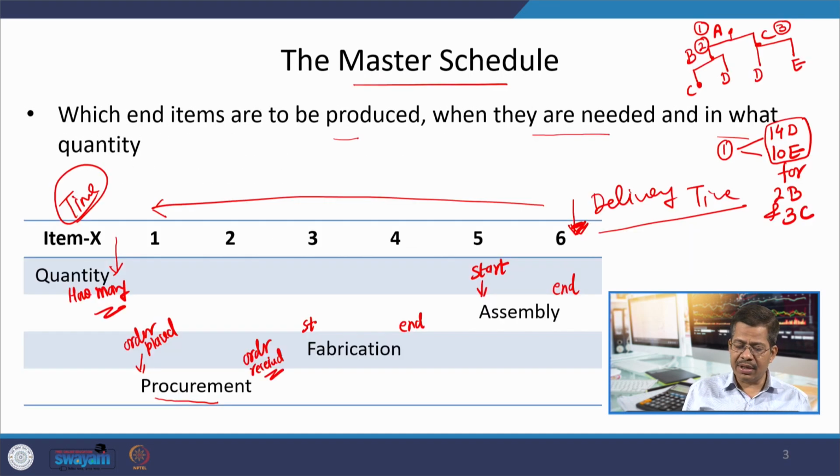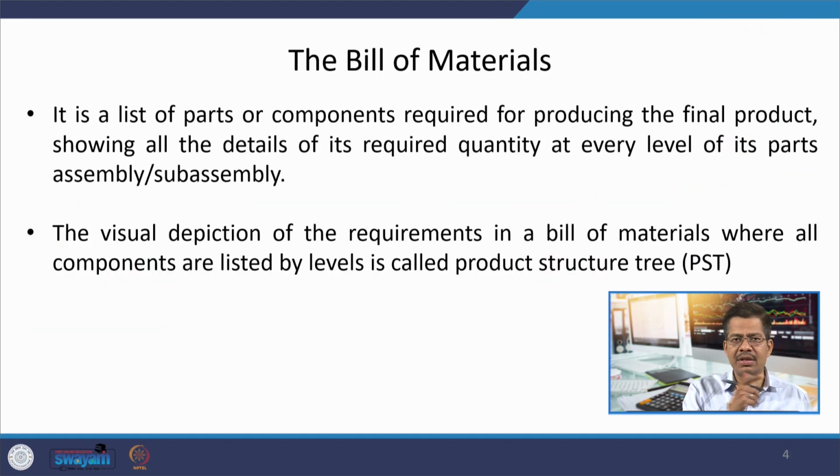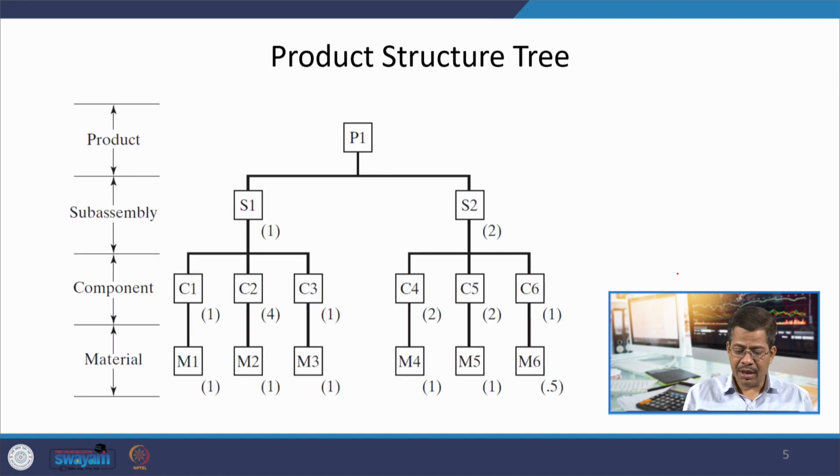So, after this master schedule, based on this knowledge of product structure, we are going to make a bill of material. This product structure tree, PST, is like this, which we have already discussed. Here we have a slightly longer product structure, where you have 4 levels. This is one level, second level, third level, fourth level. In our standard language, these are levels.